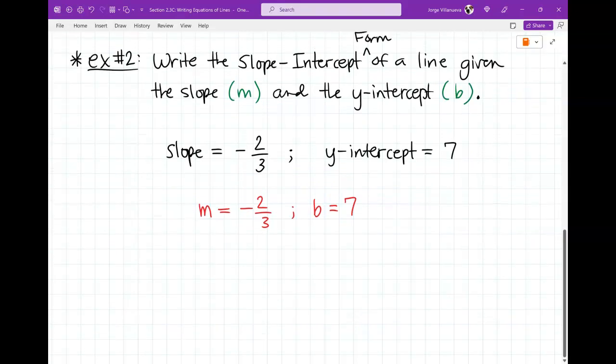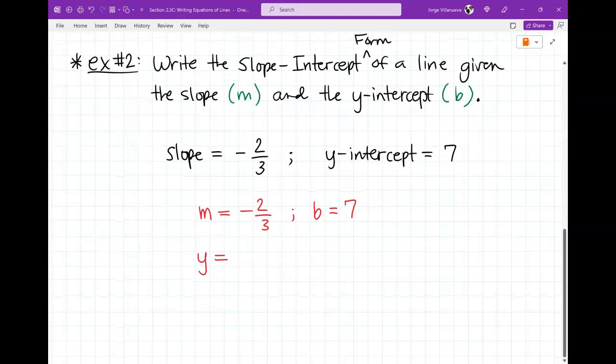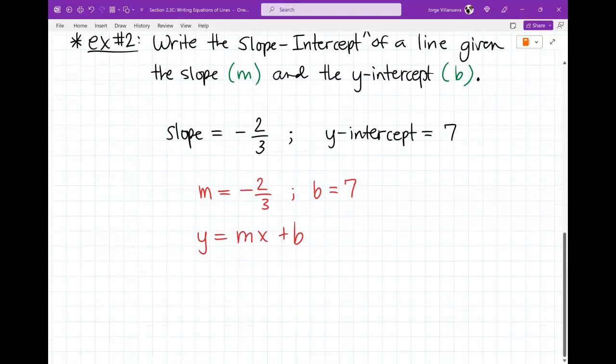Now I know that the formula for this is y equals mx plus b. So just get your m value and plug it in. Get your b value and plug it in, and you're done. That's it. It's simple. You don't have to actually do what I did. If you don't want to, that's fine. I wouldn't do it either.